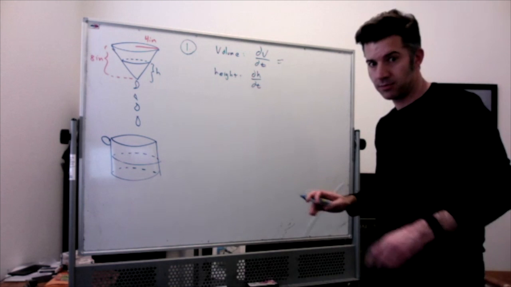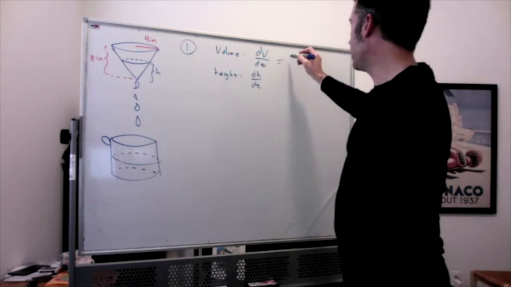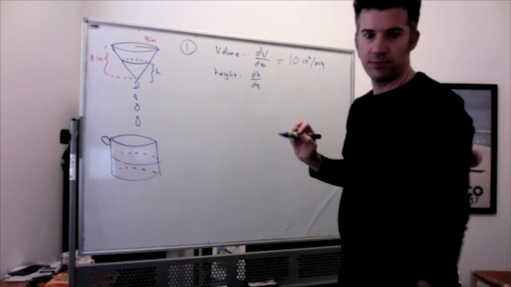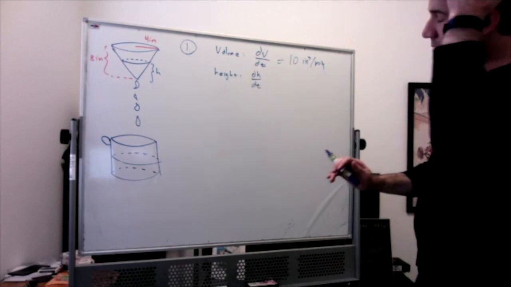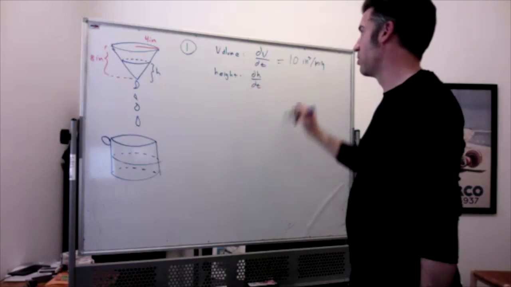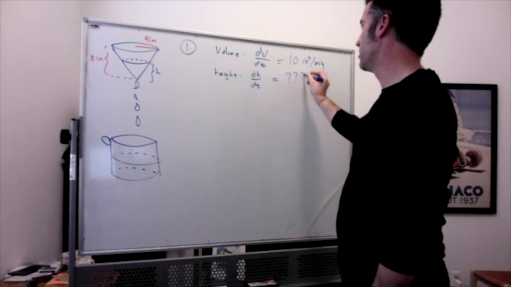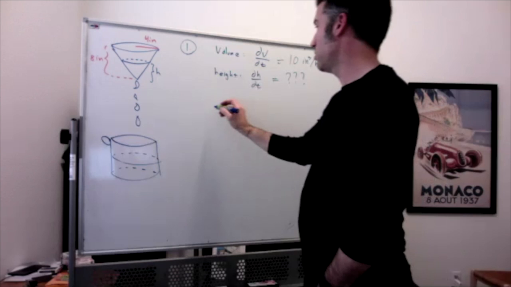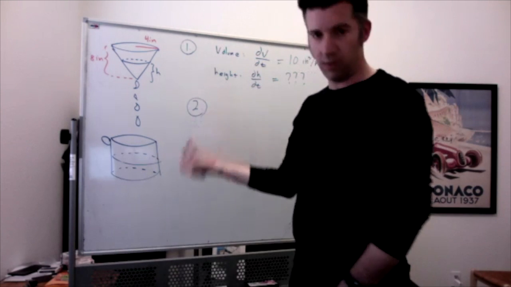Ten inches cubed per minute. All right, 10 cubic inches per minute. Well, we'll come back to that in a bit. And then we're looking to figure out what that is. All right, so second part, get the equation.